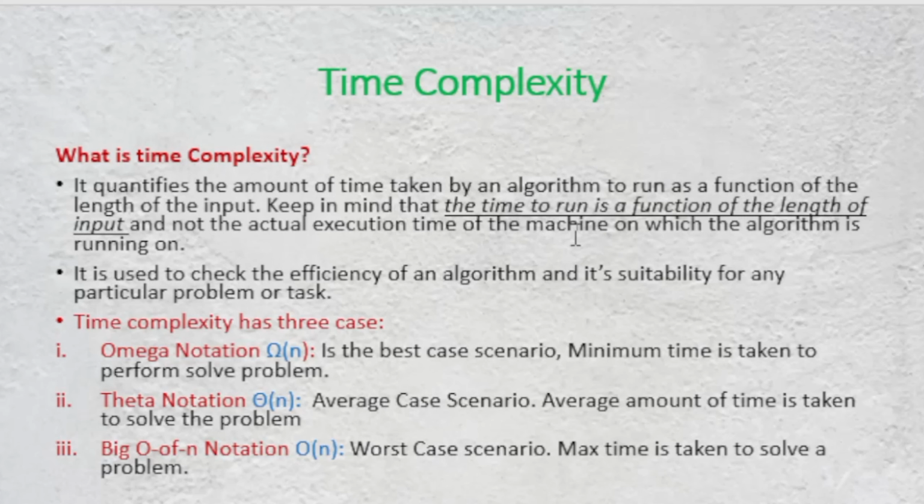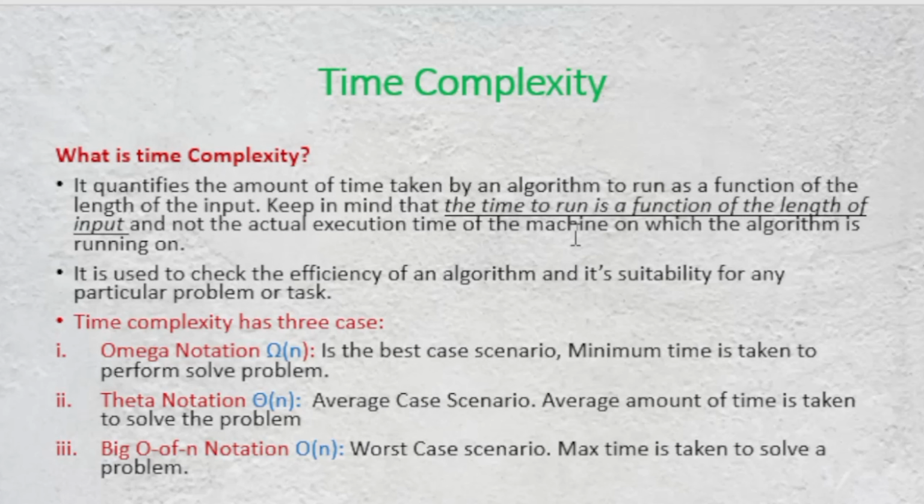Time complexity is basically used to check the efficiency of an algorithm and its suitability for any particular problem or task. So that is a simple and brief definition of time complexity. Now there are three basic and important cases in time complexity. Any algorithm can be best suited for a particular task or function, it can be average, or it can be worse. It can give you a worse time complexity. So let's discuss all these one by one.